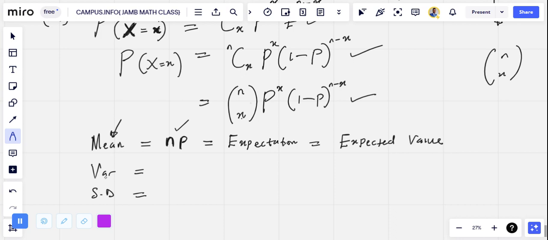Now you see this variance, the formula for variance is npq. And guys, you know what q means. q is failure, and that's 1 minus the probability of success. So you can erase this q and write it as np times (1 minus p). That is the variance for binomial distribution.